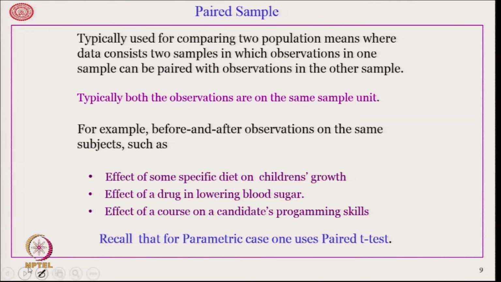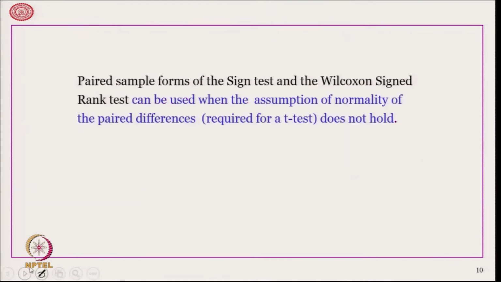Why are these called paired sample tests? Because in all these cases, we look at a subject and we see, say for example, in the blood sugar case, before administration of the drug, what is the value, and after administration of the drug, what is the value. So, this is the difference which may be considered the effect of the drug, and then we need to see whether this effect is significant or not. That is why these are called paired sample tests, and recall that for parametric case we use paired t test for such situations, but t test assumes normality of the data.